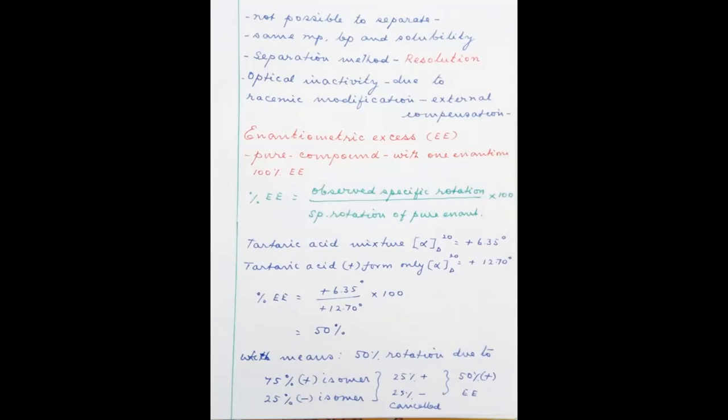The racemic mixture is optically inactive due to external compensation. Sometimes, if one enantiomer is in excess, then the mixture will have a resultant optical rotation, which is referred to as enantiomeric excess, EE. If you take a pure enantiomer, that is, which has only one compound, then the enantiomeric excess is called 100%.